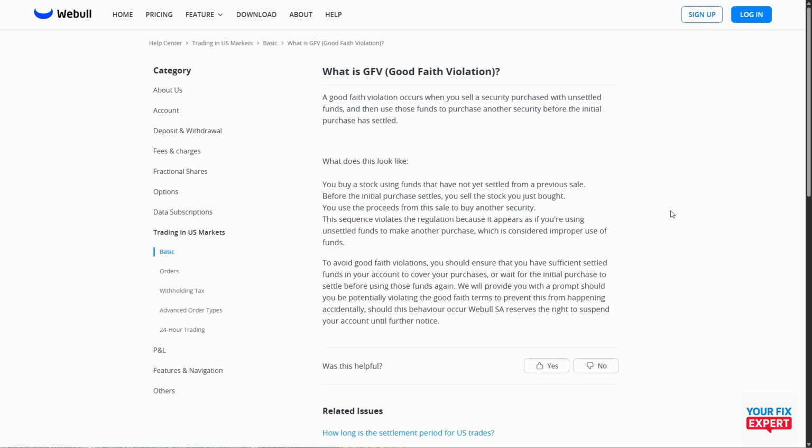And there you have it. Avoiding GF fees on Webull is mostly about timing and discipline. Trade with only cleared funds, keep an eye on size, and consider margin if you fit the criteria.